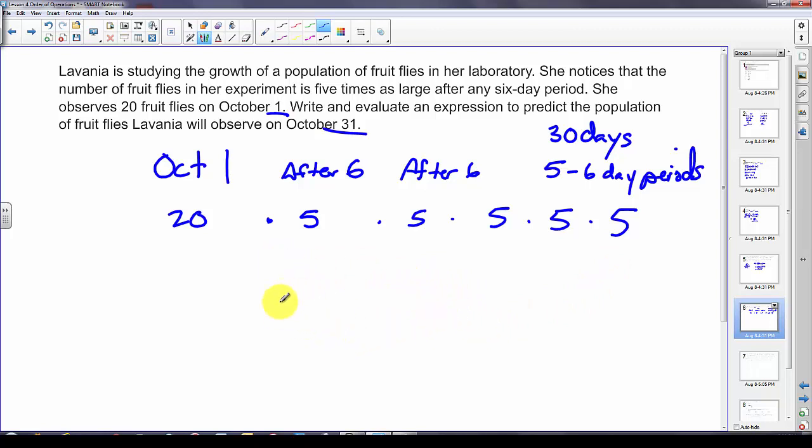In other words, the total number of bacteria, is it bacteria? Or the total number of fruit flies is 20 times 5 raised to the 5th power. And we can do that on our calculator too. Let me show you how to grind that out.